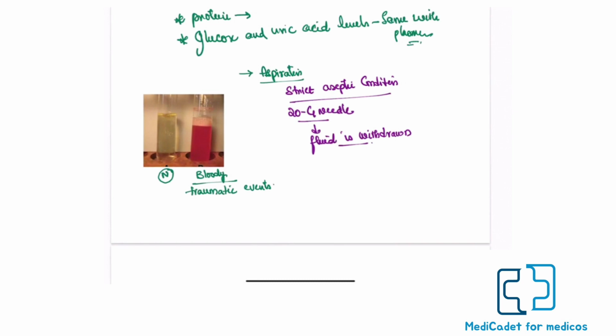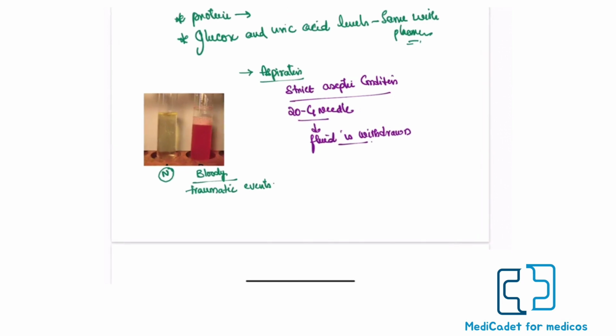If you see it is cloudy, it could be any crystal-induced disease, and if it is turbid, you can tell it is inflammatory, right? If it's purulent, you can tell it is pyogenic. So based upon the appearance itself, you can come to a conclusion of the diagnosis. But normally it is clear and colorless, right? So this is the aspiration.